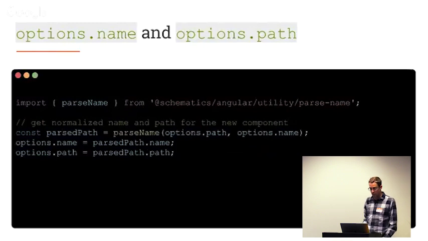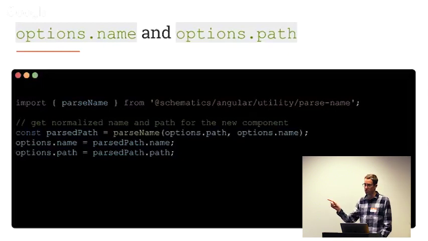All right, finally, let's go ahead and determine our name and path. So we'll use parse name. Again, that comes out of the utility directory. That way we get a normalized name and path for the new component. And part of that normalization, just so you know, has to do with Windows using backslashes, and everybody else in the world using forward slashes. So it just changes them all to forward slashes, because Windows will accept that as well.